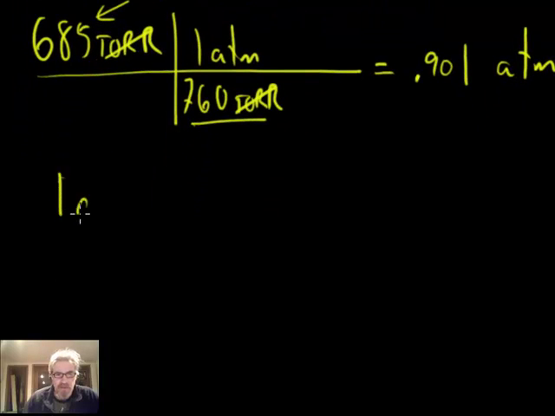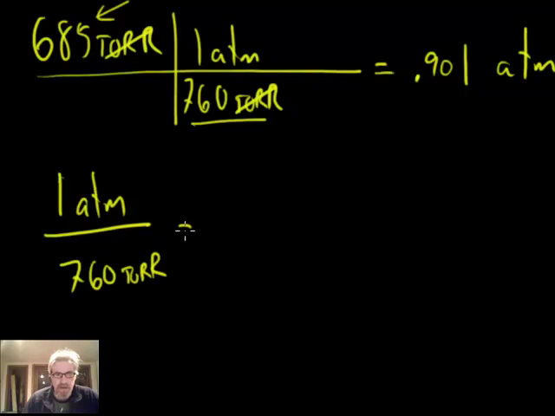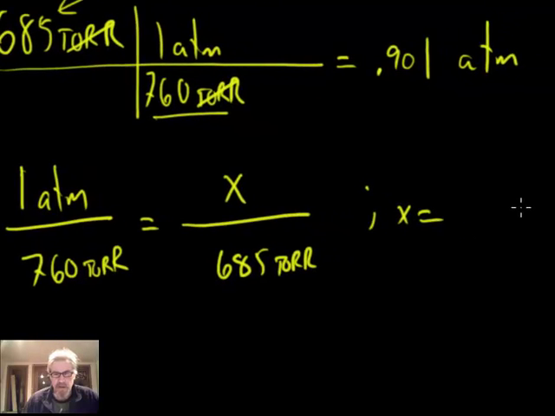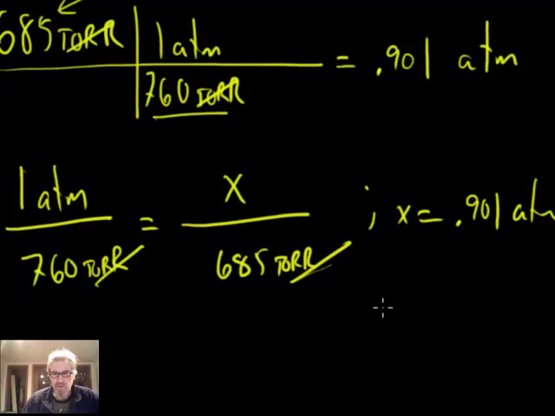Let's do this with a proportion, because you can do that too. We can set up the left-hand side of the proportion by saying 1 atmosphere is to 760 torr, as, on the right-hand side, X atmospheres is to 685 torr. So X is going to come out to have units of atmospheres, because torr are going to drop out. And when we cross multiply and divide, 685 times 1 divided by 760, it's the same exact arithmetic, so of course you get the same answer.